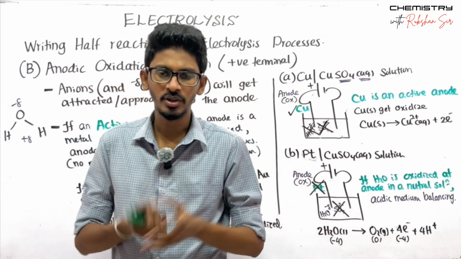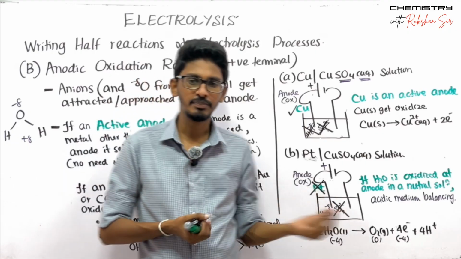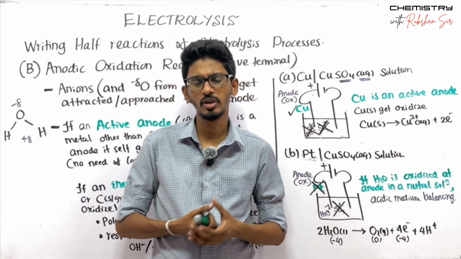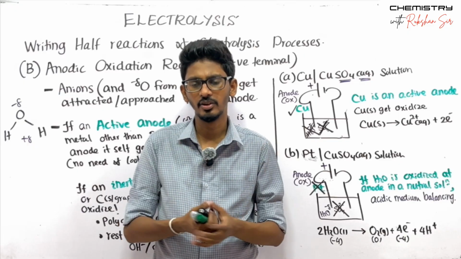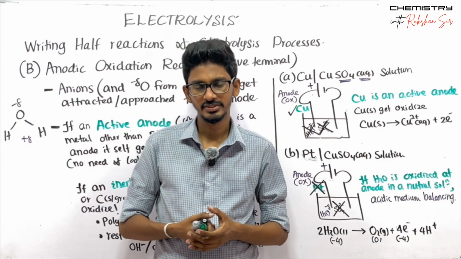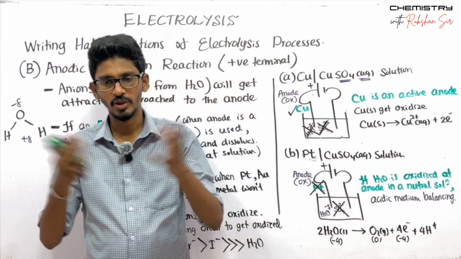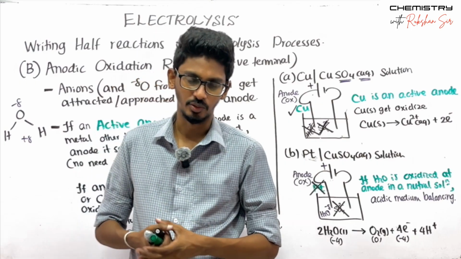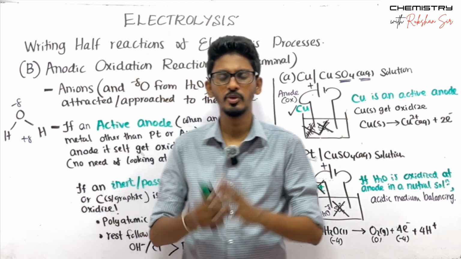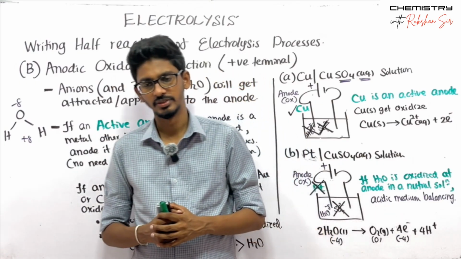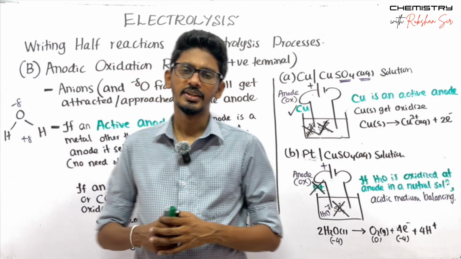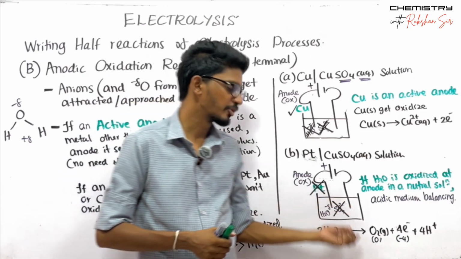Before you approach the anode, the simple water molecules, which are very small and nearby the anode, will participate in the oxidation process before the polyatomic oxyanions approach that anode. That is why we say polyatomic oxyanions won't react at the anode. Right? So first we get rid of polyatomic oxyanions.